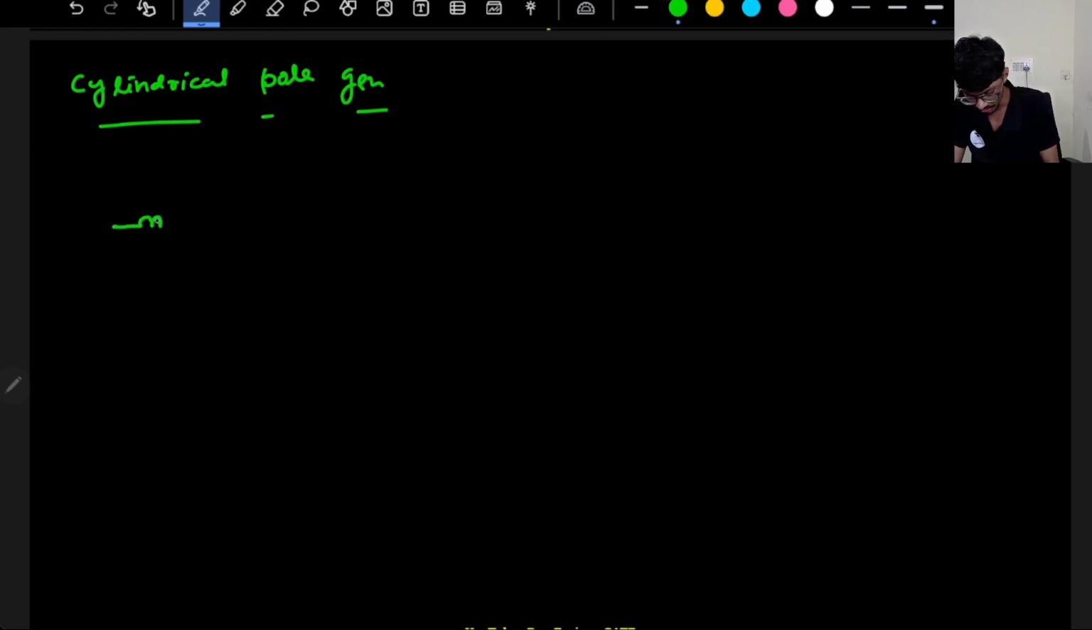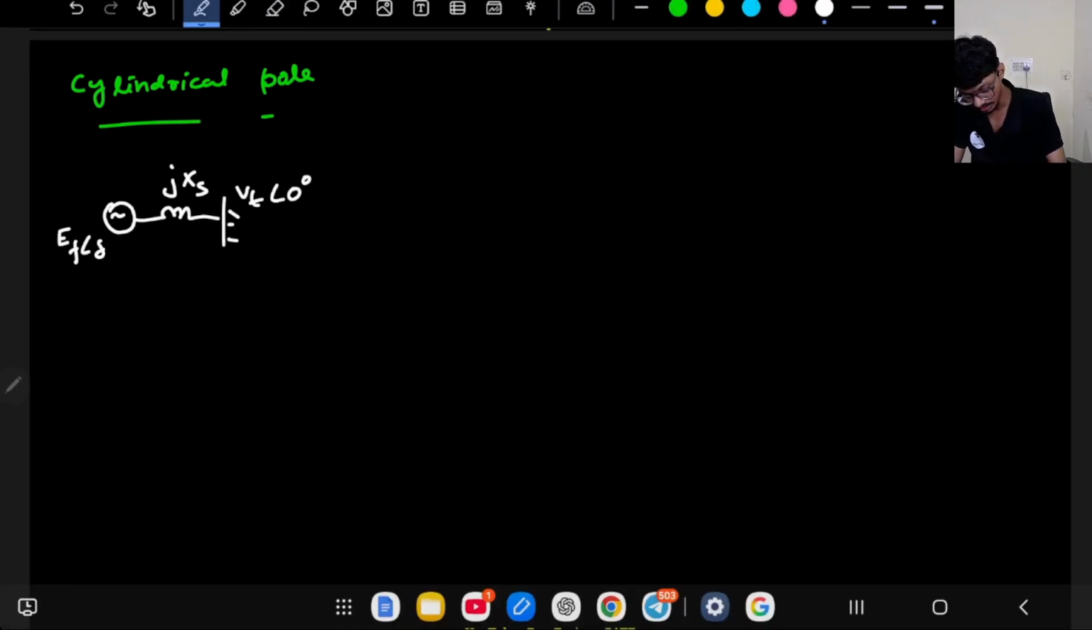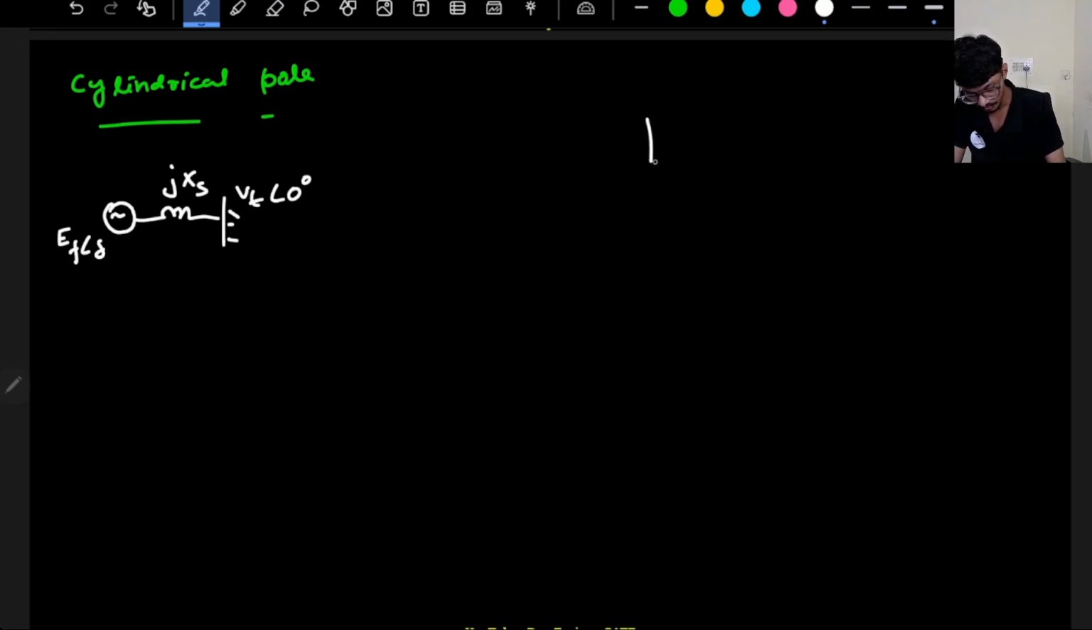So for a motor, the circuit diagram will be what? I will have an EF which will lead by angle delta, then I will have this j XS, then I will have VT angle 0. Okay, this will be for a generator. Let me do it for the motor as well. For the motor, what will be the circuit diagram? For the motor, this will be VT angle 0.